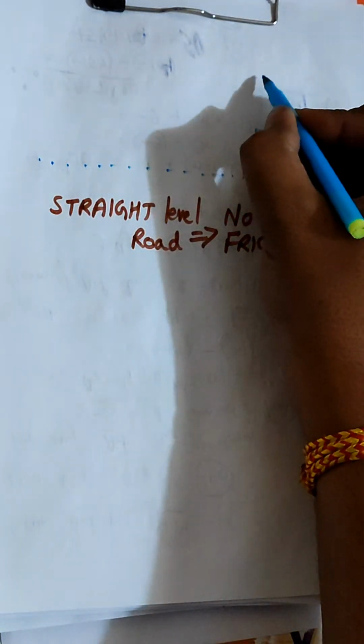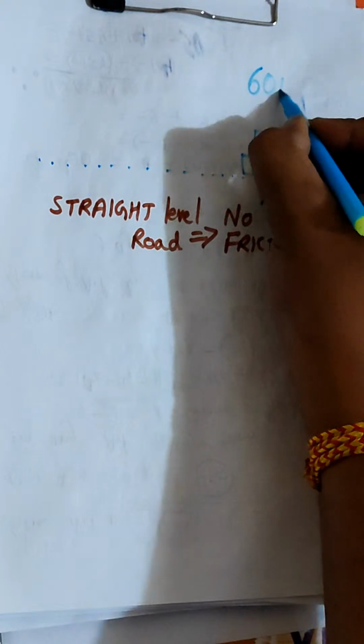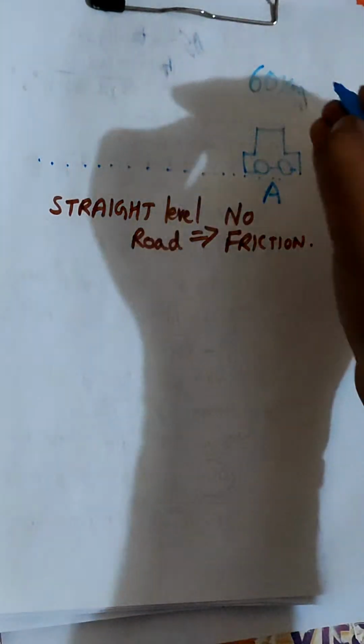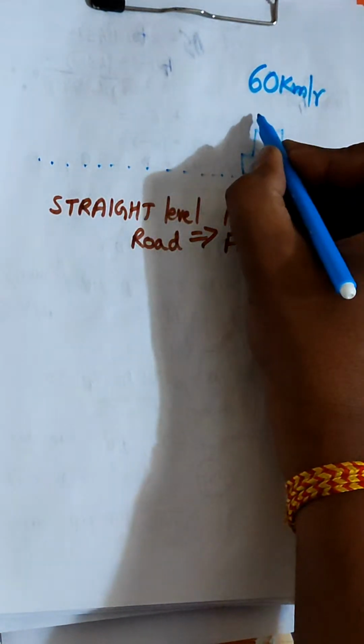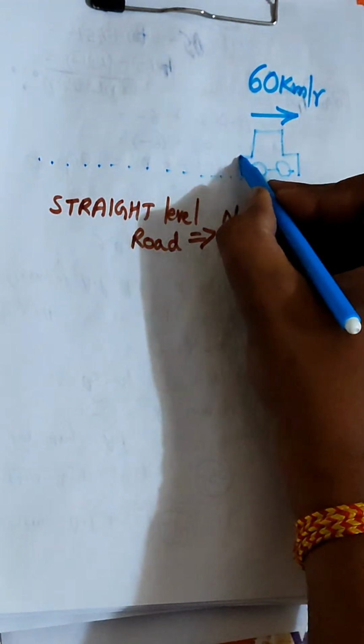Car A is traveling on a straight level road with a uniform speed of 60 km per hour. Let's say 60 km per hour is the speed of this car. This is car A. So the speed of this is 60 km per hour. This is the speed of car A.